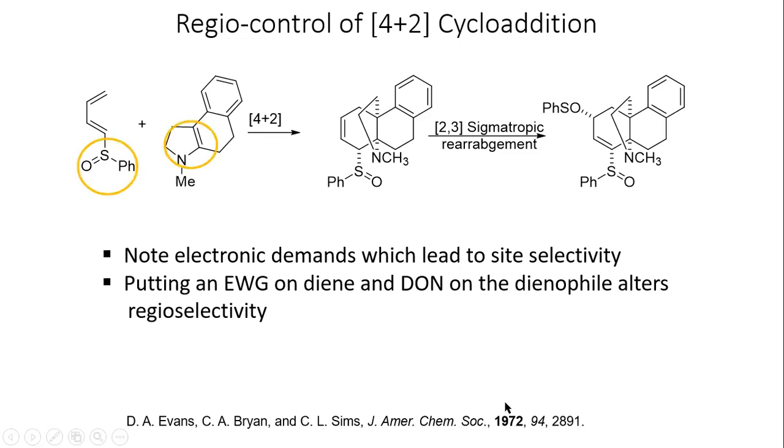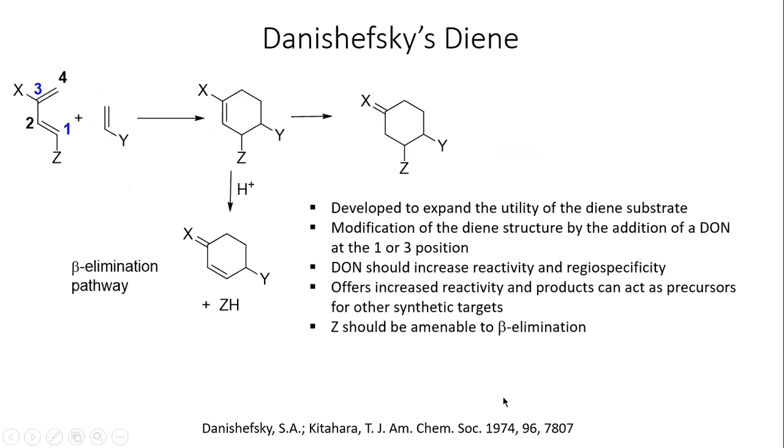So the next logical idea, and you can see how closely together these papers are. This is by Samuel Danishefsky. This was published in 1974, right? So he developed what's called the Danishefsky's Diene, and his concept was that he wanted to look at expanding the utility of your diene, right?